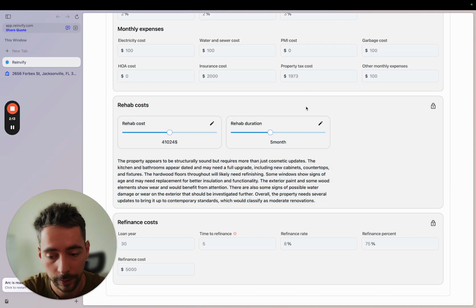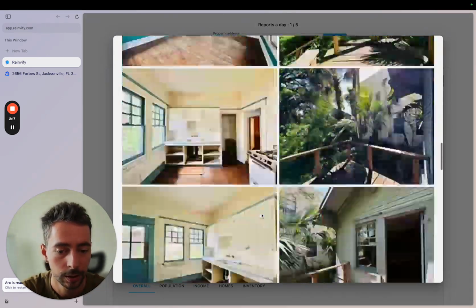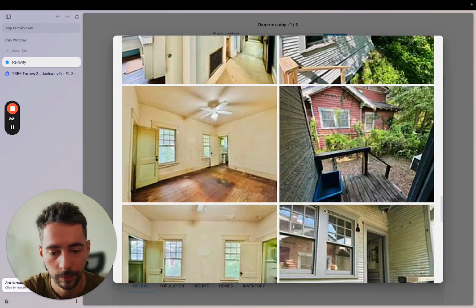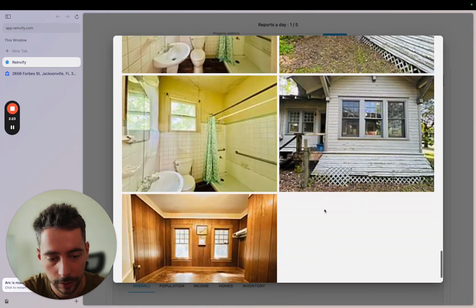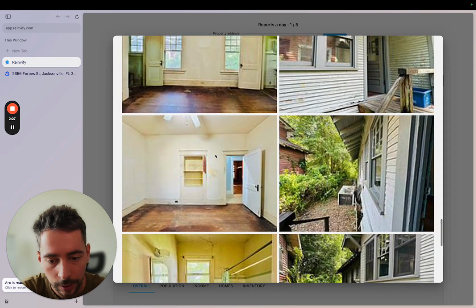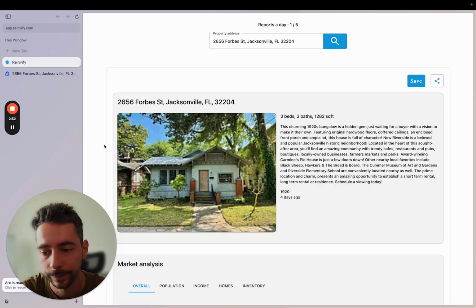Estimation of renovation based on property images and description. So we can see here, it looks like it needs some moderate rehab, like walls, even probably cosmetic, depending.